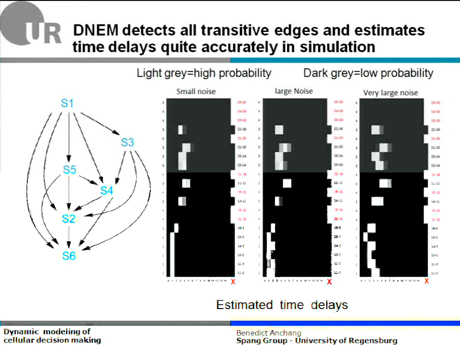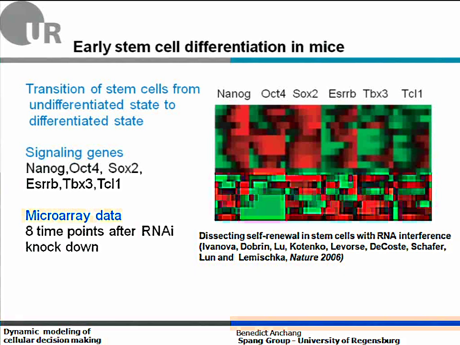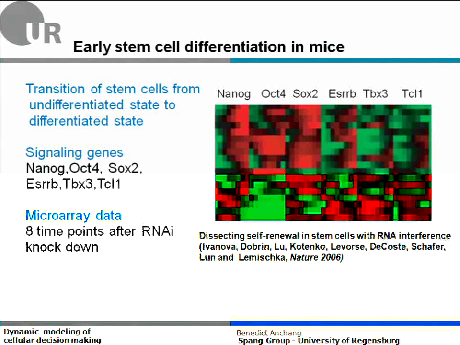Now we turn to a real data scenario. We use data from Lemischka's lab. It has been shown that NANOG, OCT4, ESRRB, TBX3, and TCL1 are all downregulated upon cell differentiation. So in order for us to model dynamically how the signaling mechanism works between these regulators, RNA knockdowns were carried out for the various genes over a period of 7 days, giving us gene expression measurements for 8 time points, including the baseline.